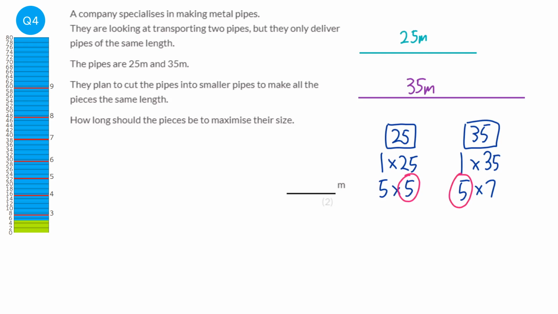So what we can do is we can cut all of these pipes into 5 meter pipes. So 1, 2, 3, 4, to scale, and then 7 of these, so 1, 2, 3, 4, 5, 6, 7, and so there's 7 in total. So each of these are 5 meter long, and there's no wastage, and that's the longest we can make the pipes for there to be no wastage at all. So my answer is 5 meters.